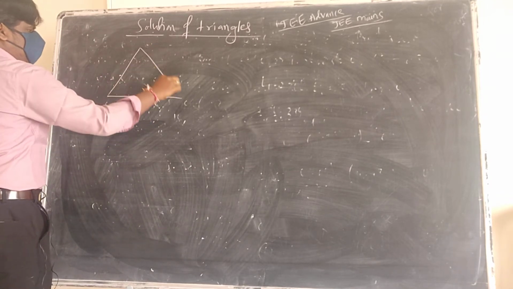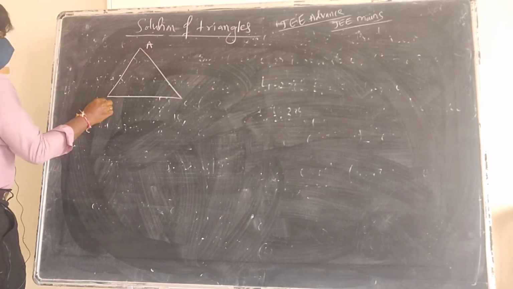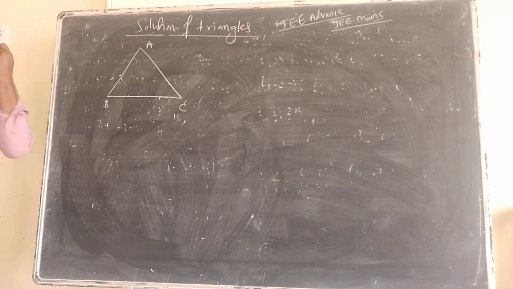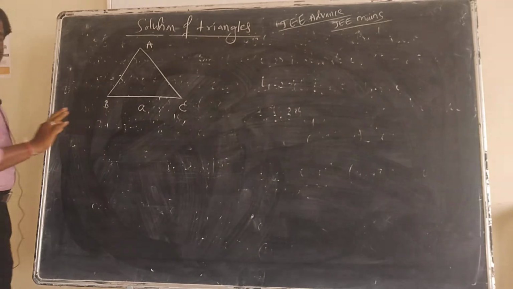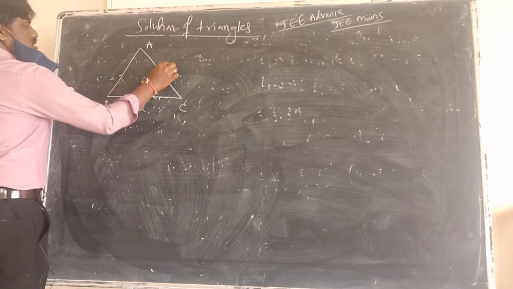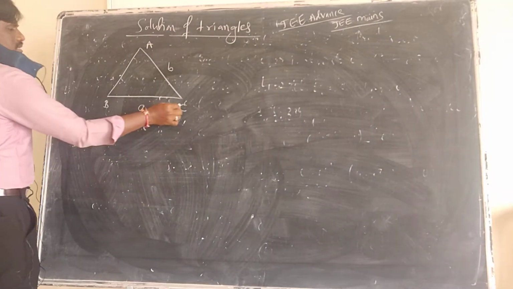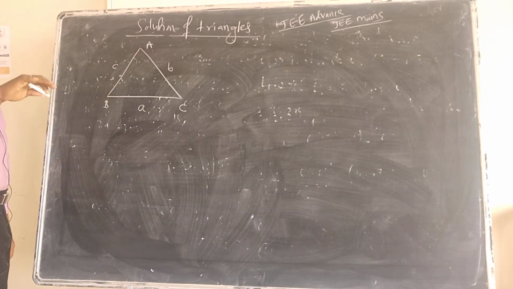This is the triangle. In the triangle, we take this as capital A, capital B, capital C. Capital A's opposite side is called small a. This is forever. Capital B's opposite side is small b. Capital C's opposite side is small c. These are the lengths of the sides of the triangle.